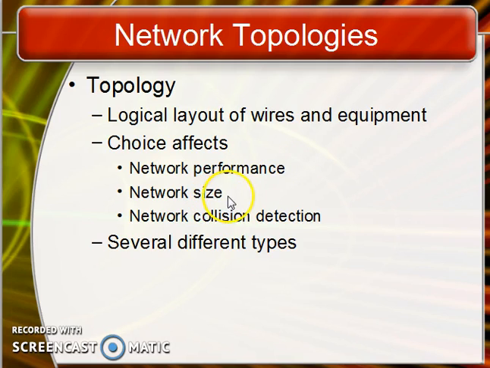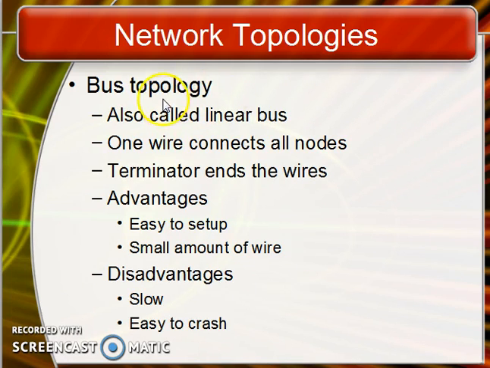Other factors are your network size, how many hosts are connected to that network, and your network collision detection, that is, once your network has collided, the collision must be detected. There are several different types of topologies. This is the first topology, bus topology. It is also called linear bus.